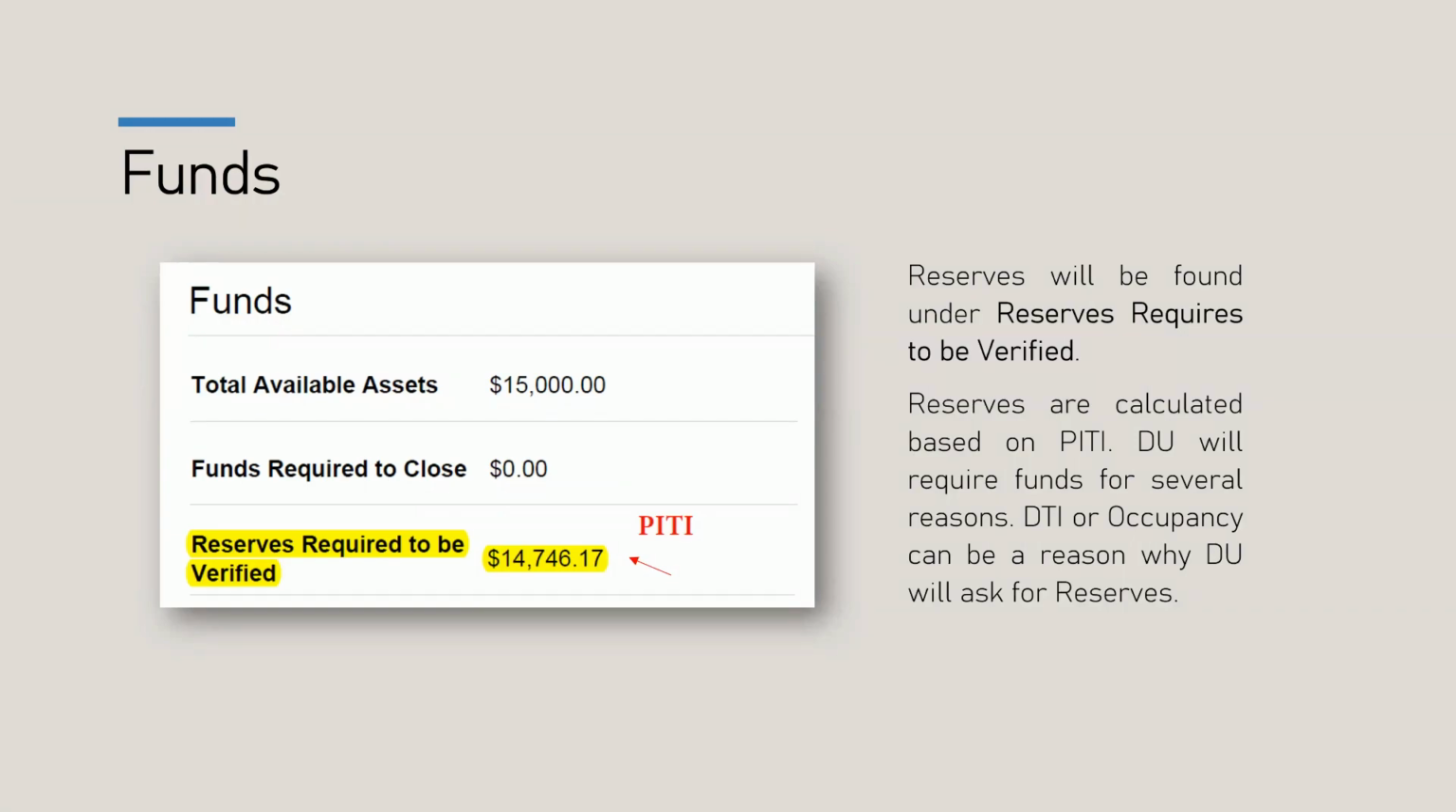And it's asking you for 14,746. You're now going to need 14,746.17 and $25,000 available for your borrower to be able to close this deal. So always keep in mind when you're looking at your funds, if it's asking you for reserves.